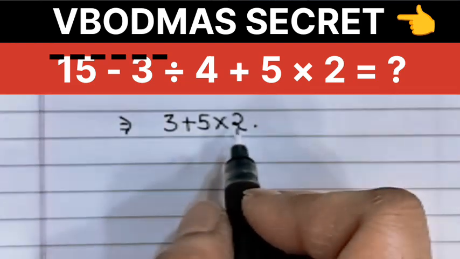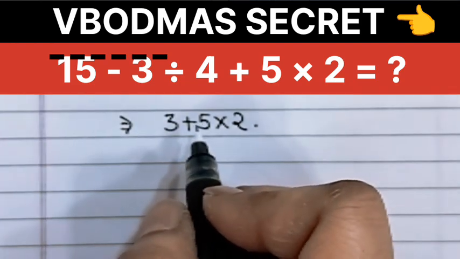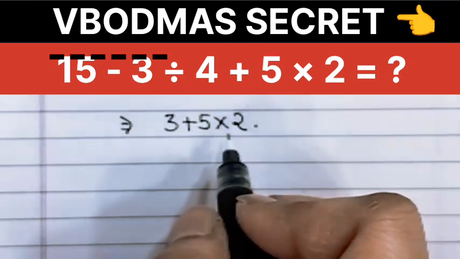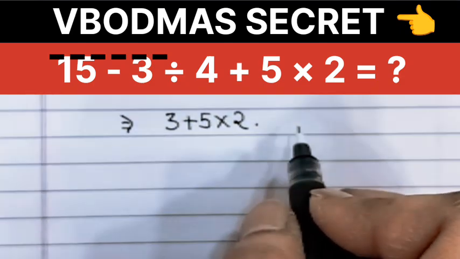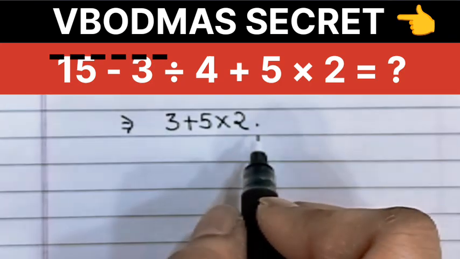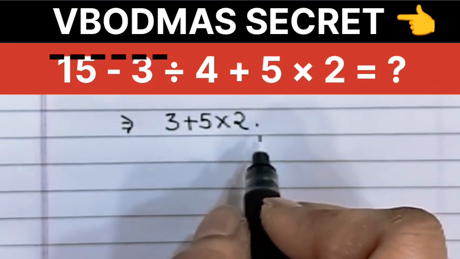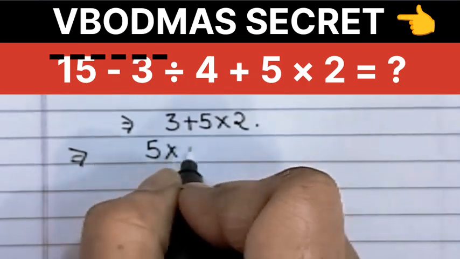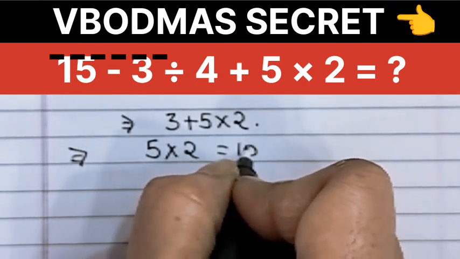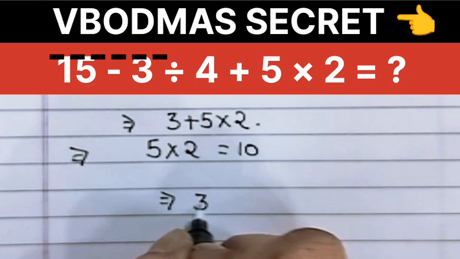If you encounter two operations of the same priority like division and multiplication, it is often safer to work from left to right to avoid confusion. But here we have a plus and a multiplication. So first we multiply. We perform the multiplication before addition. So 5 multiplied by 2 equals 10. And now the expression becomes 3 plus 10.